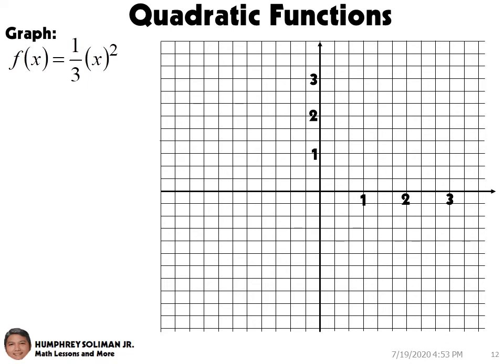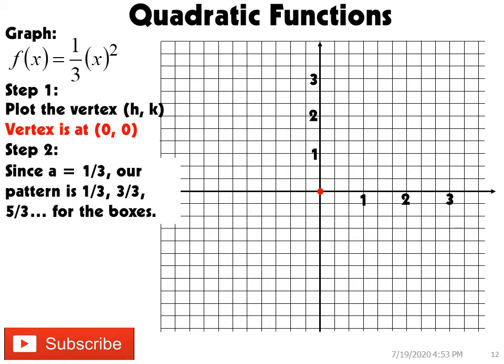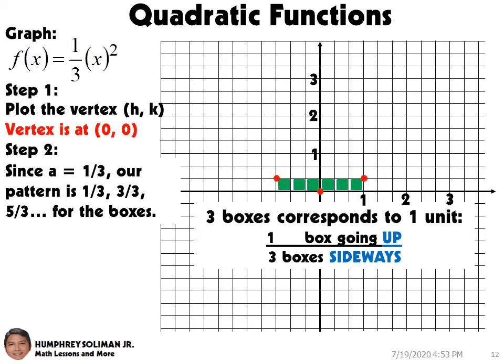Okay, we have here an example. f of x is equal to 1 over 3 times x squared. Step number 1, we plot the vertex h, k. Here, our vertex is at the origin, 0, 0. Step number 2, we have a is equal to 1 over 3. Our pattern will be 1 over 3, 3 over 3, and 5 over 3 for the number of boxes.